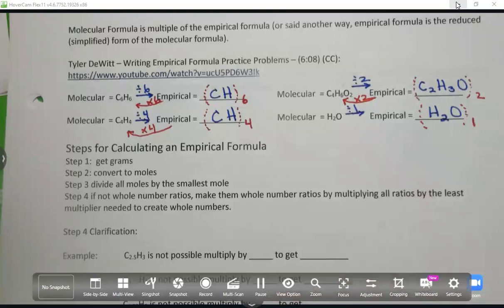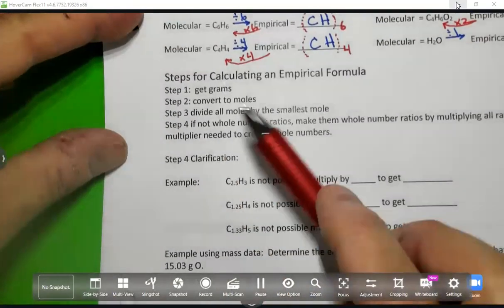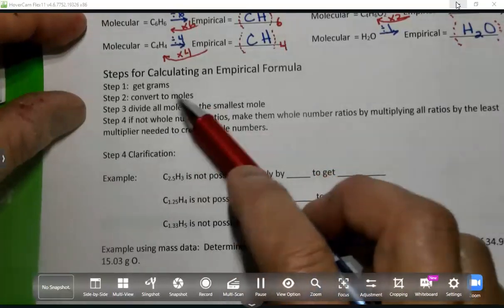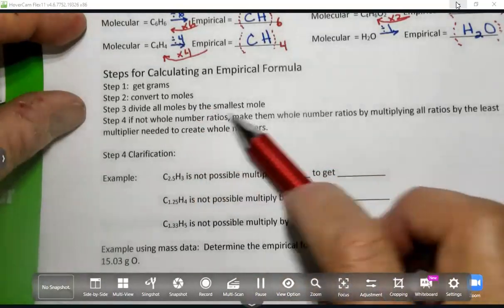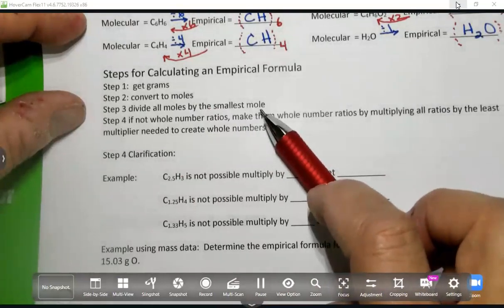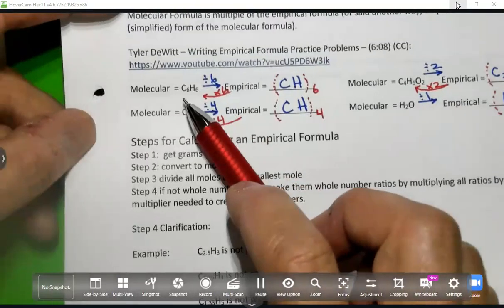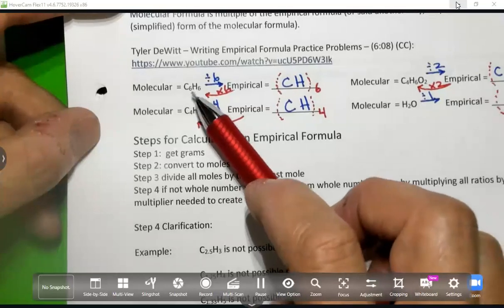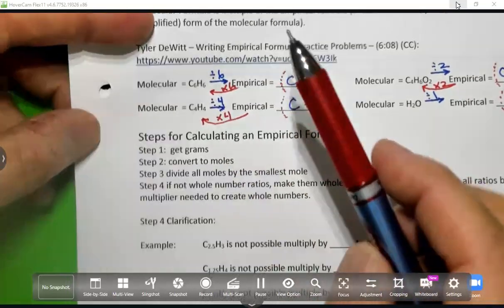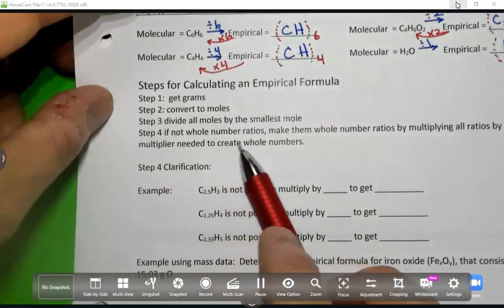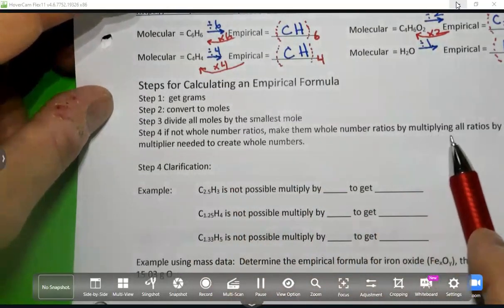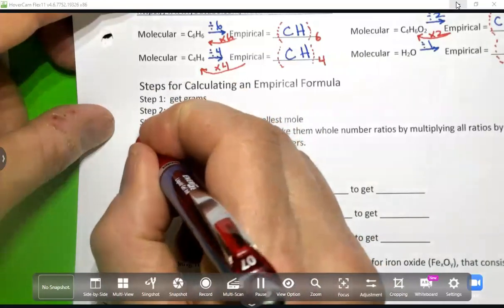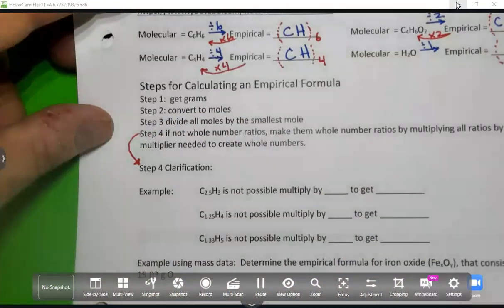Okay. So here are the steps for calculating an empirical formula. Get grams, convert to moles, divide all moles by the smallest. That should reduce to whole numbers, no fractions, no decimals like 5.5 or 1.5. If they're not whole number ratios, make them whole number ratios: multiply all ratios by the least multiplier needed to get whole numbers. Now, what the heck does that mean? So here's my step 4 clarification.